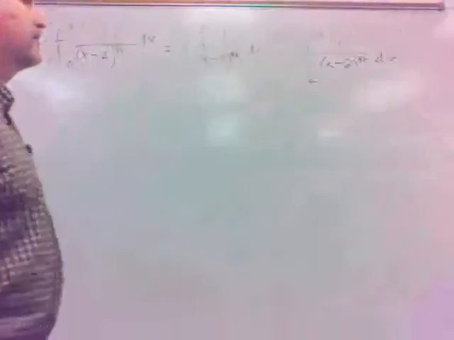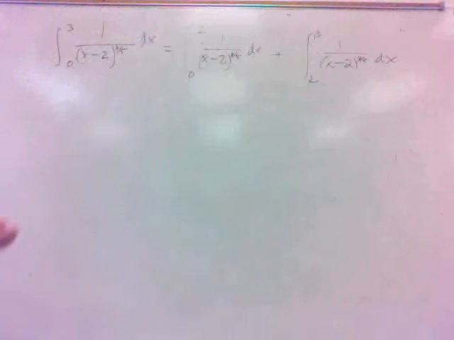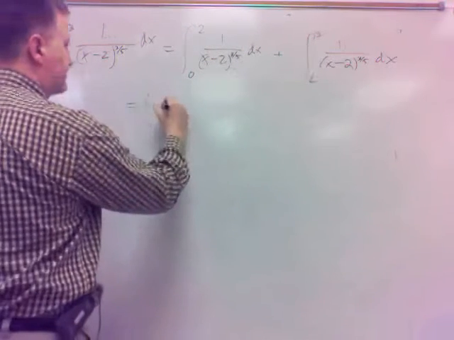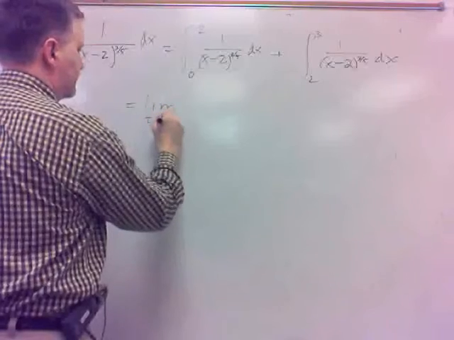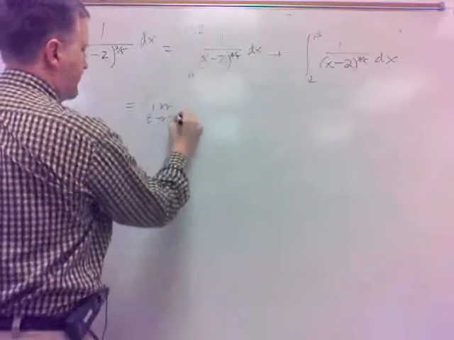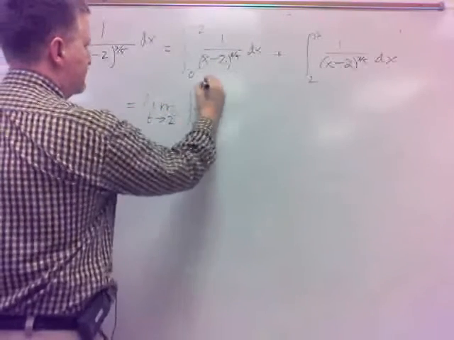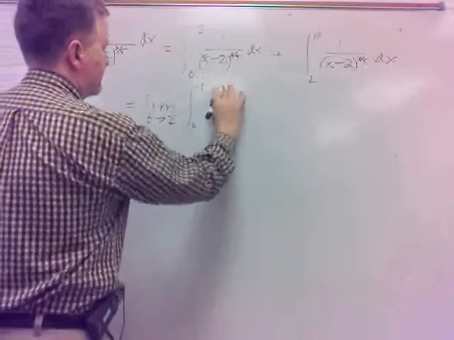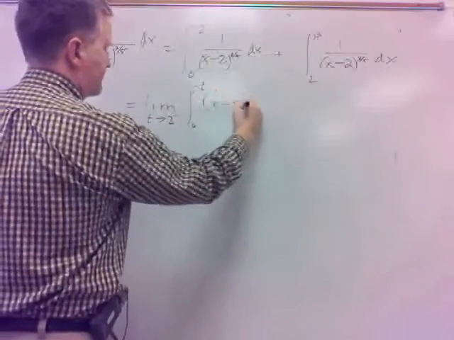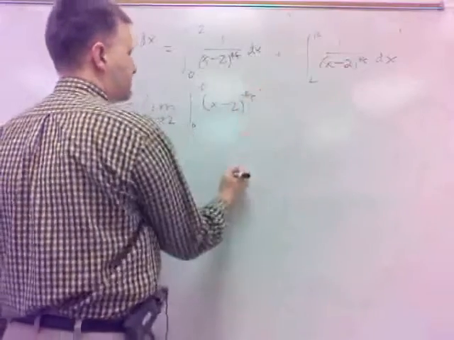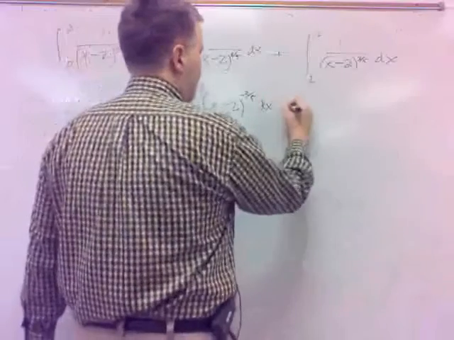Okay. Now I have to do my t-limit stuff. So I'm going to do the limit as t goes to 2 here, and it's 2 from the left, 0 to t then. And let's go ahead and just write that. Cut to the chase here. That's x minus 2 to the minus 3/5 dx.